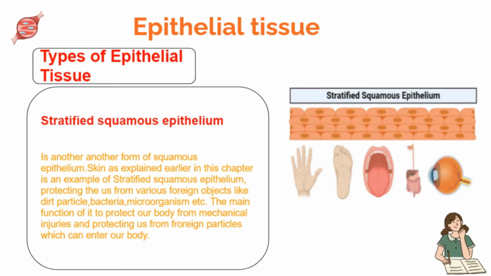So we can say that skin is an example of stratified squamous epithelium, because it protects us from many substances, from foreign objects, dust particles, bacteria, microorganisms, various things. The main function of this stratified squamous epithelium is that it protects us from mechanical injury and various other substances which can generally get inside our body.